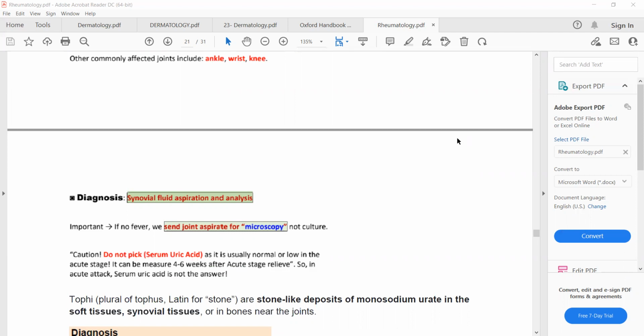Synovial fluid will be sent for microscopy and not for culture and sensitivity. Microscopy will confirm the presence of monosodium urate crystals. Remember that you will not pick serum uric acid for the investigation or to confirm the diagnosis of gout, because it is usually normal or low in the acute stage. So serum uric acid will not be the answer in the exam.